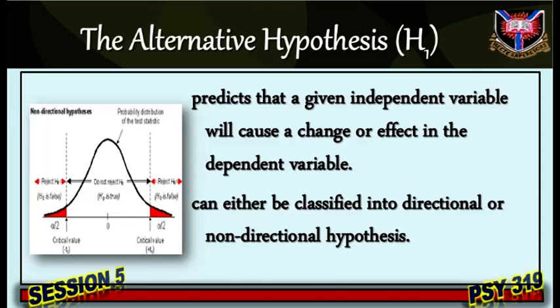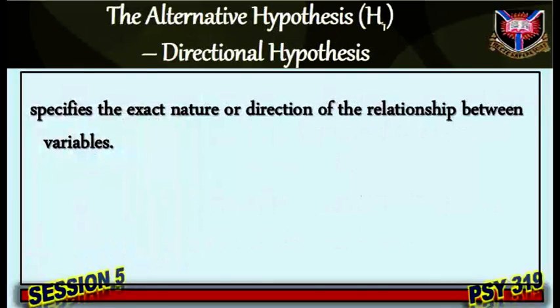However, an alternative hypothesis that states that there is a relationship between variables can be classified into directional or non-directional hypotheses. A directional hypothesis specifies the exact nature or direction of the relationship between variables. The example that there will be a significant positive relationship with job performance among employees of distance learning center indicates the direction of the relationship as positive. The hypothesis suggests that the higher the job satisfaction, the higher the job performance among the employees.